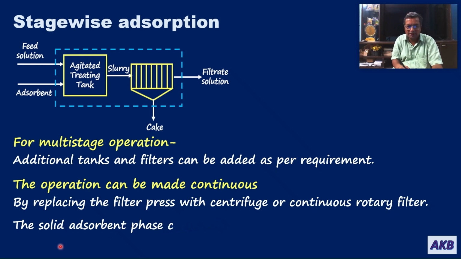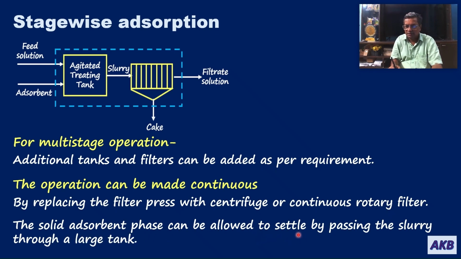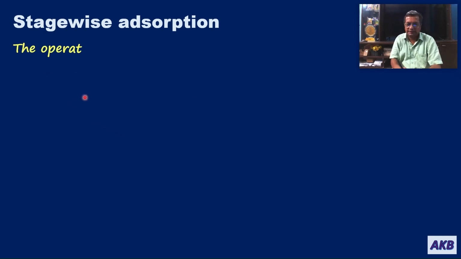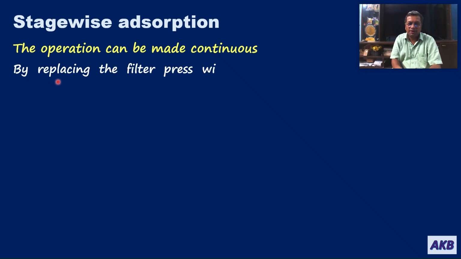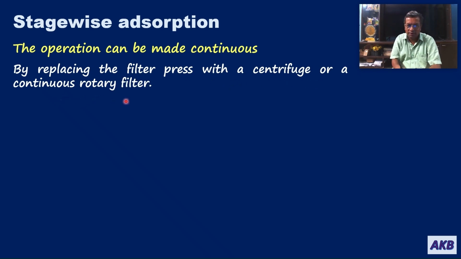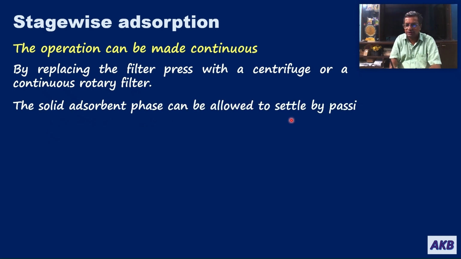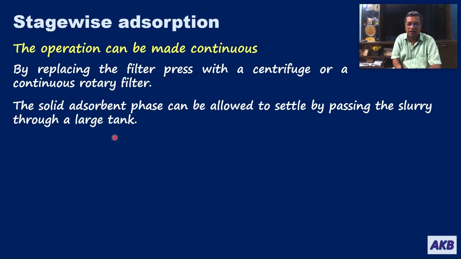And the other thing that you can do is, the solid adsorbent phase can be allowed to settle by passing the slurry through a large tank. So in that way, the adsorbent will be continuously settling and the clear solution will then be moving on to the next stage. Okay, so as I said, the operation can be made continuous. How are you going to do that? You are going to do it by replacing the filter press in a batch operation with a centrifuge or continuous rotary filter, or you can allow the solid adsorbent phase to settle by passing the slurry through a large tank.